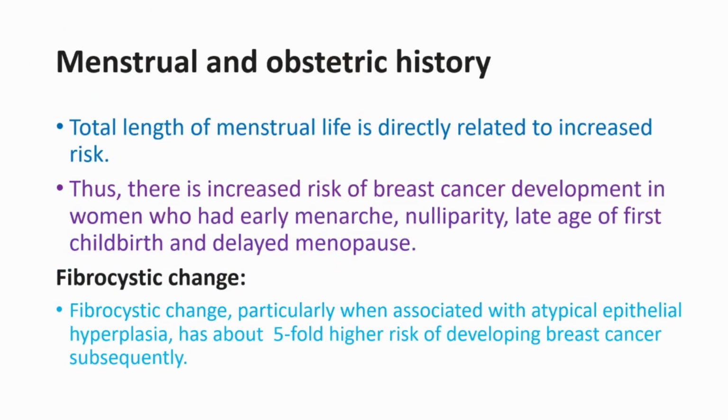So if anybody in the family, a brother, sister, mother, or daughter, has breast cancer, there is a greater risk of breast cancer. And menstrual and obstetric history is very, very important. Total length of menstrual life is directly related to increased risk.